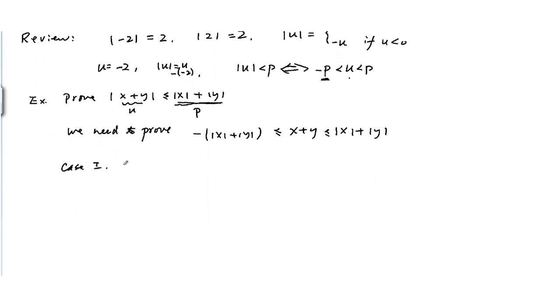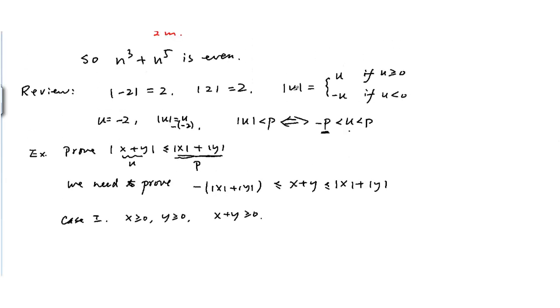Case 1. What if both x and y are non-negative numbers? So x is greater than or equal to 0, and y is greater than or equal to 0. If both x and y are non-negative, then x plus y is also non-negative. So the absolute value of x plus y is just equal to x plus y, because x plus y is non-negative.